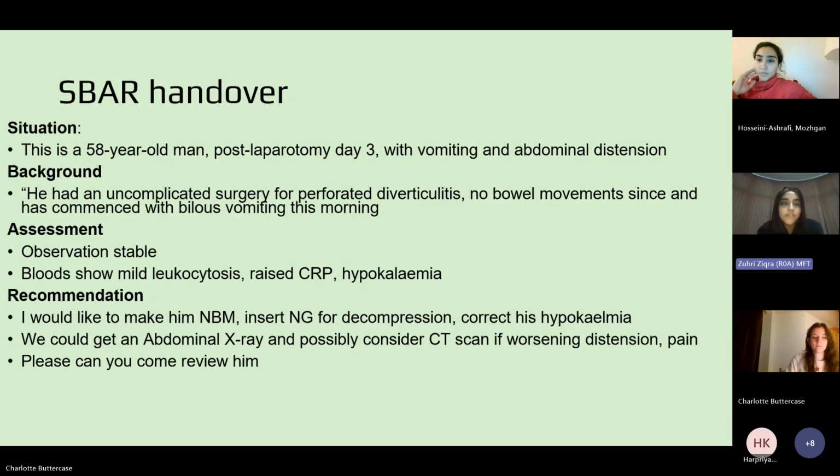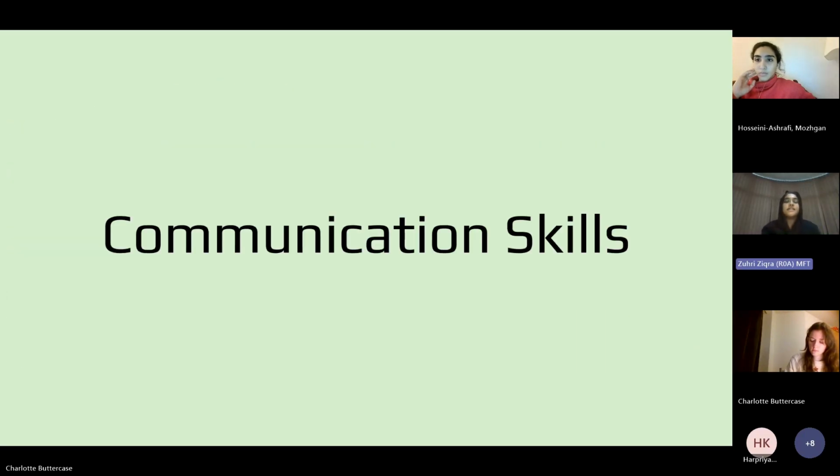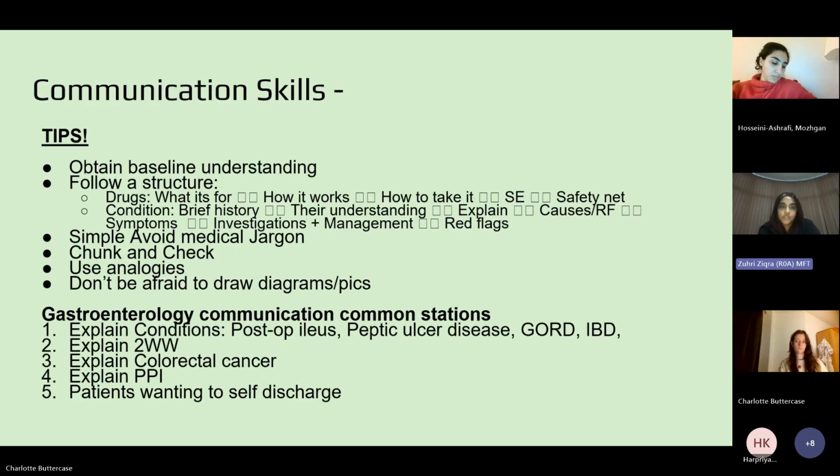So I'll keep an eye on the chat. But the next two, I just want to give you guys enough time to practice, is just some communication skills, essentially. So I have two conditions for you guys to go through again. I think it's explaining a condition and maybe a drug. I just can't remember, but just quick tips.